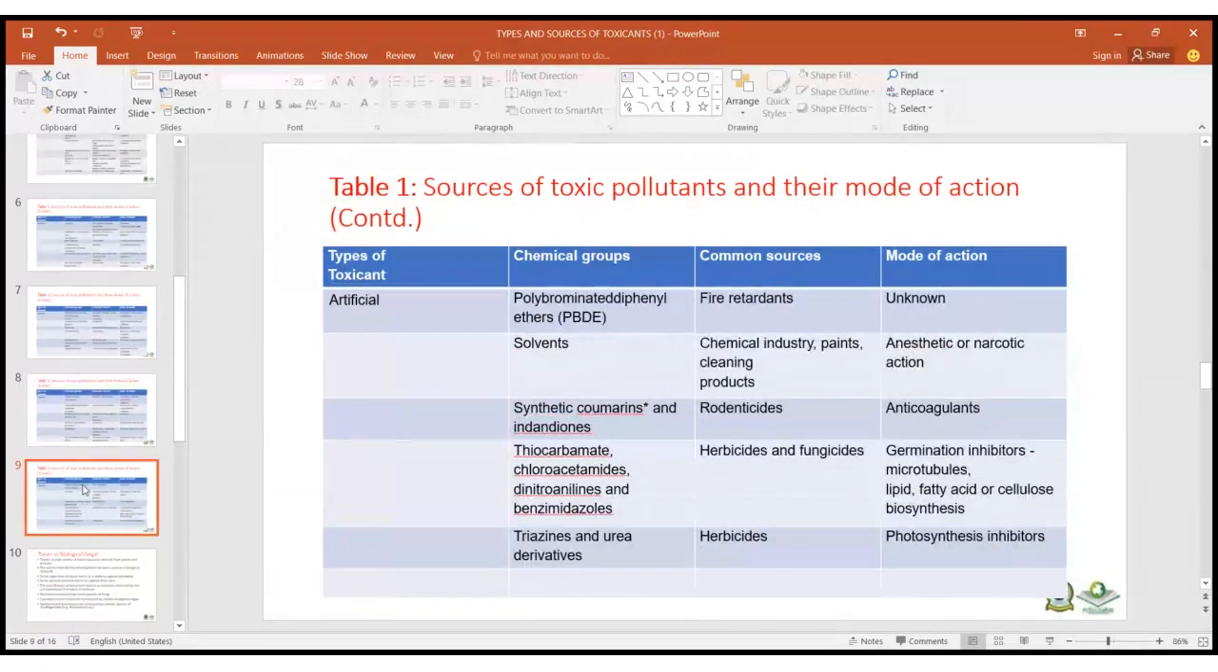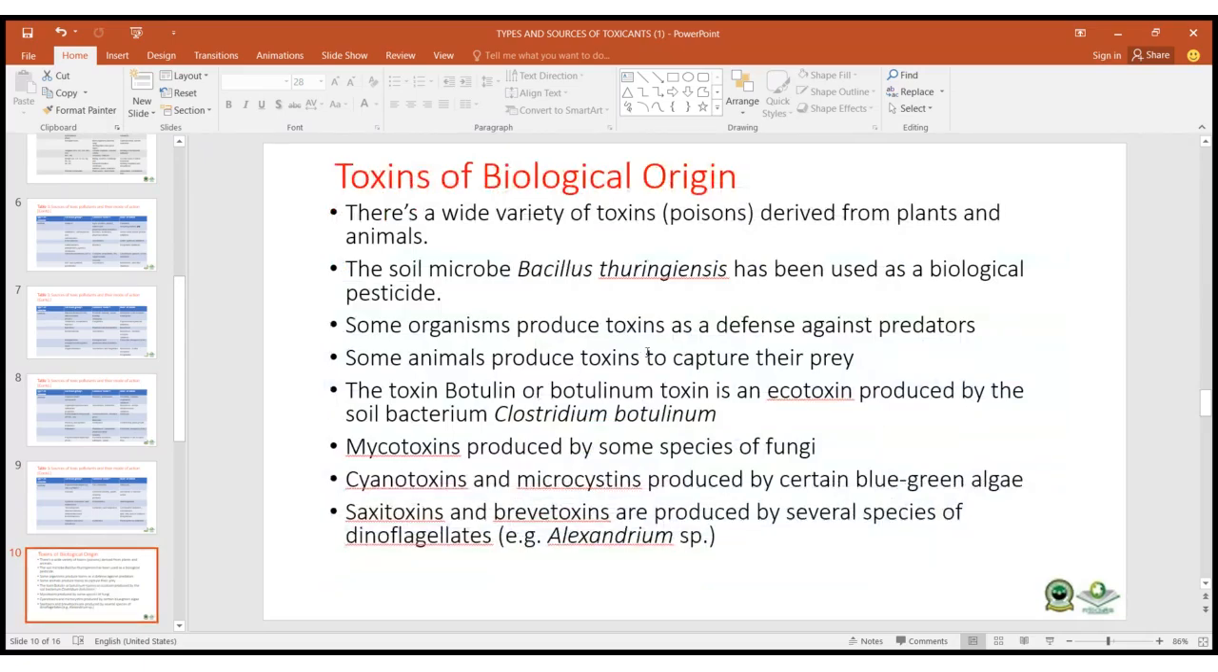Of course, nobody's going to ask you to begin to reproduce these tables, but these tables are there for reference purposes. You need to know the chemicals, where they come from, and how they function. So let's keep all these tables. They are just resources that you can make reference to. Now let's go back to toxins of biological origin.